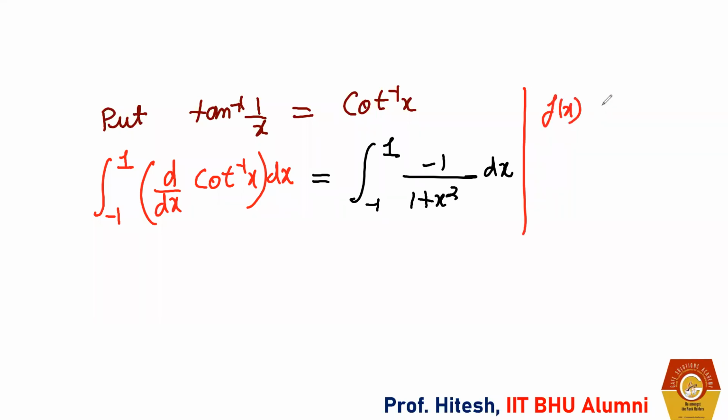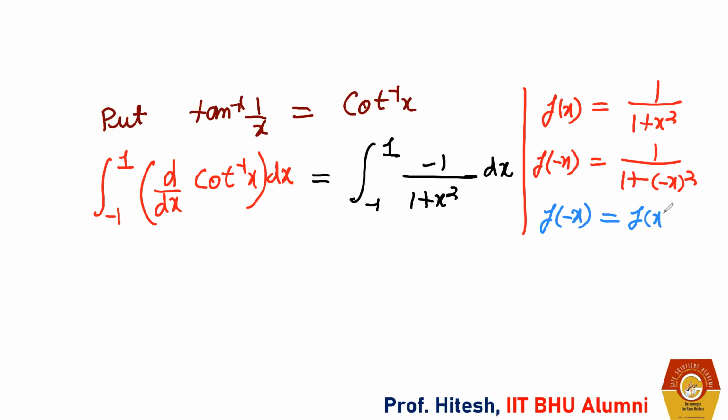f of x is equal to 1 upon 1 plus x square. f of minus x is also 1 upon 1 plus minus x square. That is same. So f of minus x is equal to f of x, which means it is an even function.